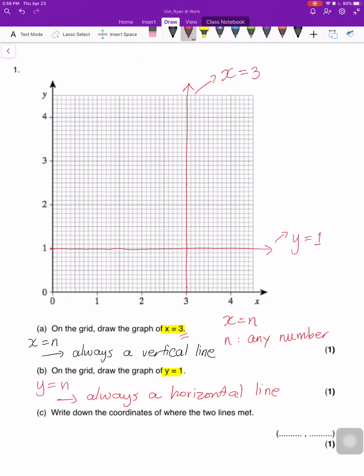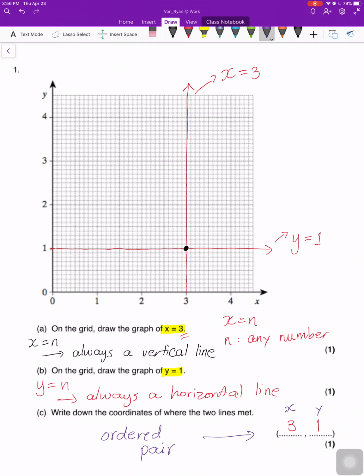Now, according to letter C, write down the coordinates of where the two lines meet. So we're looking for the coordinates of the intersection. That's the point of intersection, and obviously that would be (3, 1). Now remember that when you're writing ordered pairs, the value of x goes first, and then the second number is the coordinate on the y-axis.